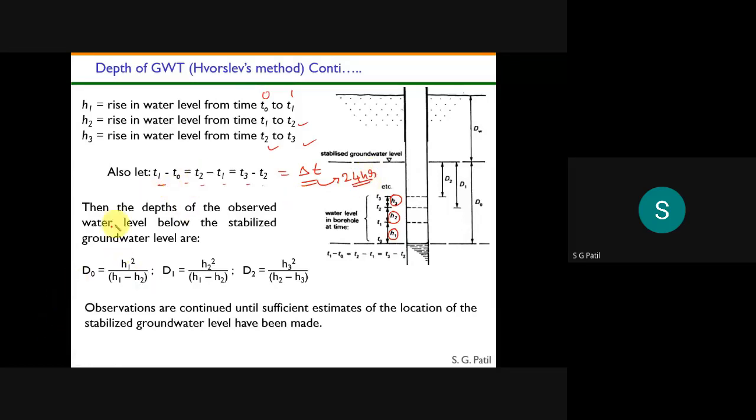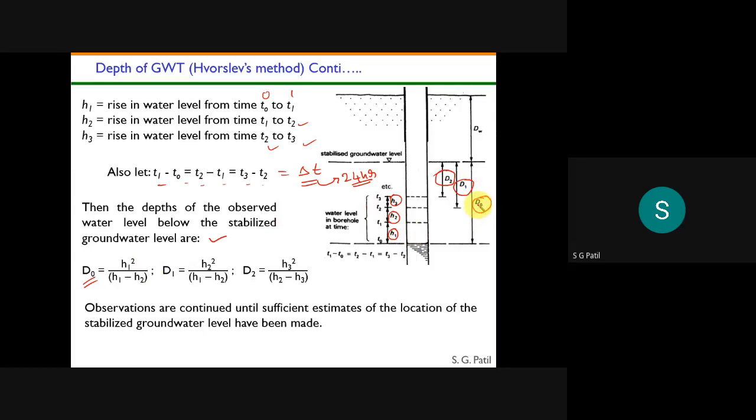Okay, once you know these, then for the depth of observed water level below the stabilized groundwater, you have to calculate D0, D1, and D2. How can I calculate them? D0 is nothing but H1 squared divided by H1 minus H2. D1 is again H2 squared divided by H1 minus H2, and D2 is H3 squared divided by H2 minus H3. Like that I have to calculate these dimensions.